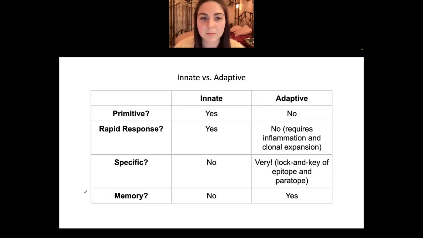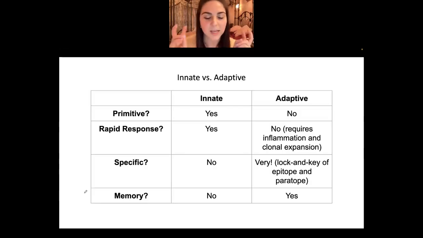The innate immune system responds immediately, it's very, very quick to respond, whereas the adaptive immune system takes a while to undergo processes of inflammation and clonal expansion, which we'll talk about. The innate immune system is not specific. I think about this like if you get an E. coli infection, or a salmonella infection, or a COVID infection, the innate immune system is going to respond the exact same way every single time. It doesn't matter which pathogen is infecting. Whereas the adaptive immune system is very, very, very specific.